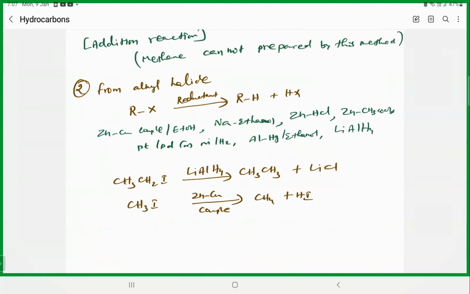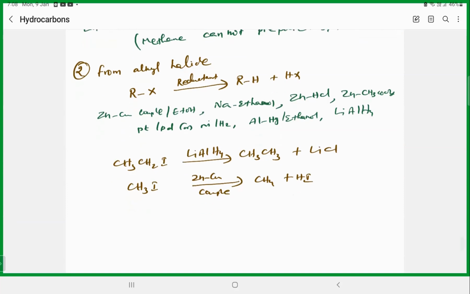So when we saw the methods of preparation from alkyl halide, we started the reduction of alkyl halide. When you reduce the alkyl halide using zinc-copper couple, sodium ethanol, zinc HCl, zinc acetic acid, palladium or platinum, nickel, nitrogen, aluminum mercury alloy, or lithium aluminum hydride, you are able to get the hydrocarbons. Okay.